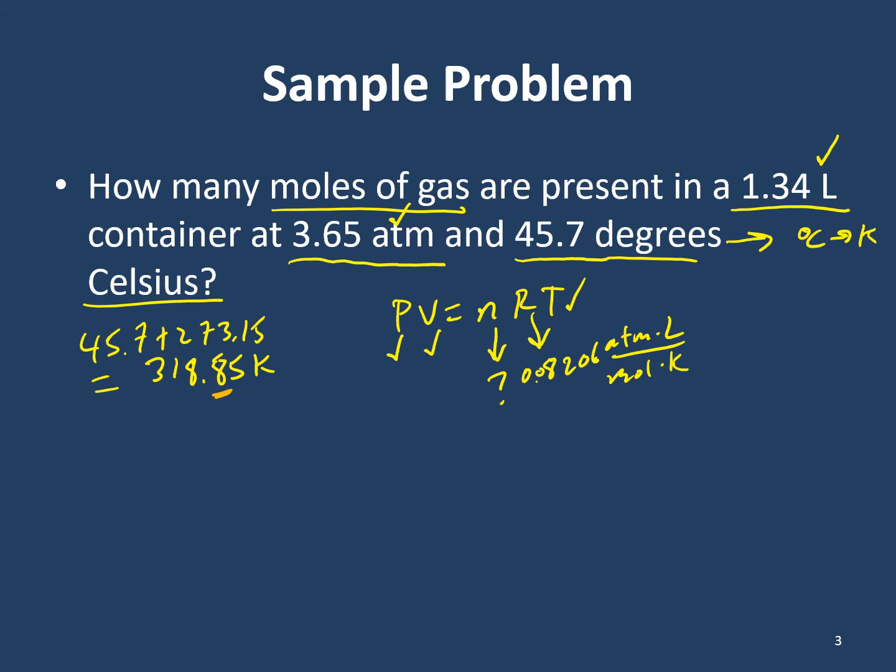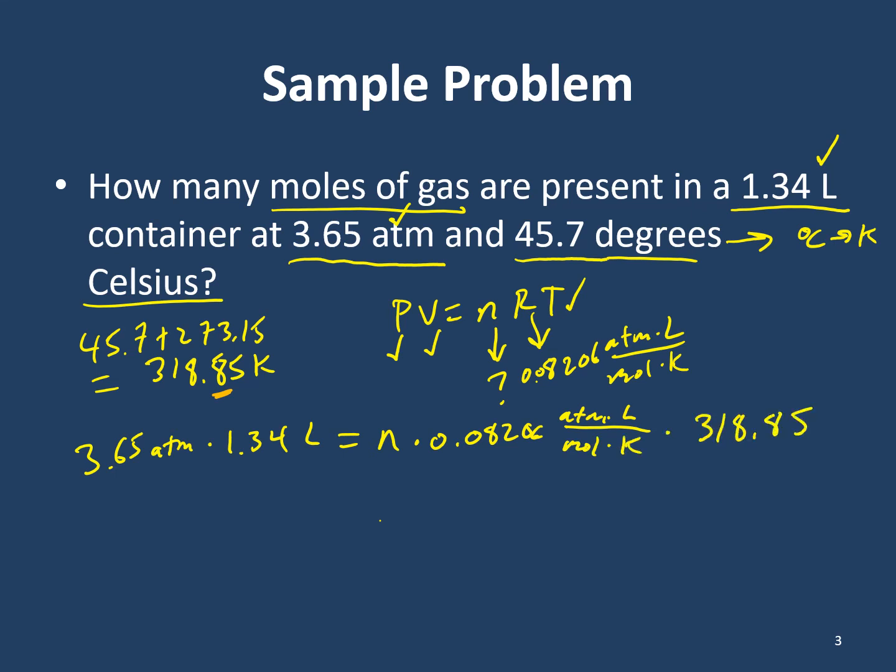Okay, so now let's plug this in. We know 3.65 atm times 1.34 liters is going to be equal to n, what we're solving for, times 0.08206 atm times liters over moles times Kelvin, times 318.85 Kelvin. And so now we can rearrange and solve for n, right?